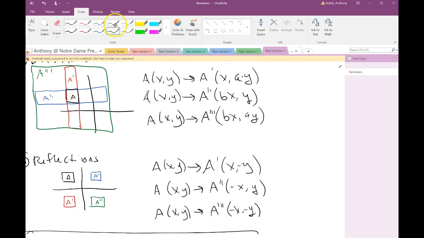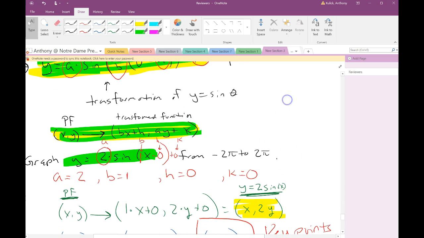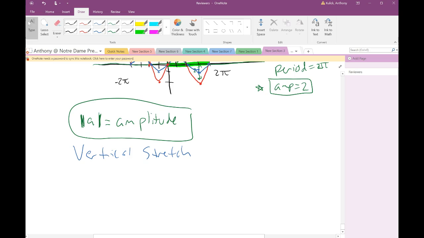and I had a vertical dilation, that was controlled by multiplying the y coordinate. And what does the A value do here? Multiplies the y coordinate. So it should be no surprise. And in fact, we can predict when we'll have a vertical stretch and when we'll have a vertical shrink.